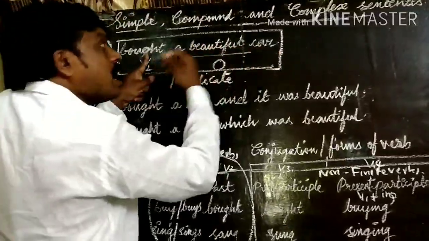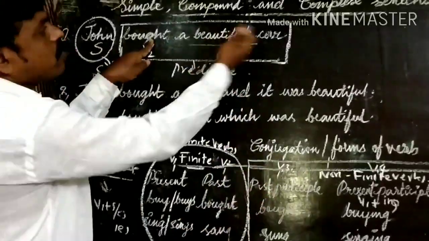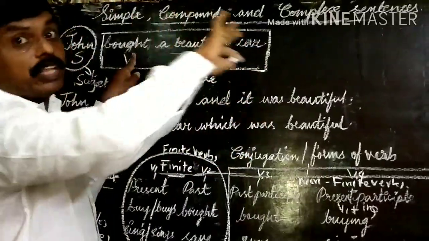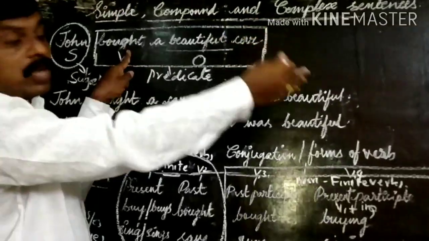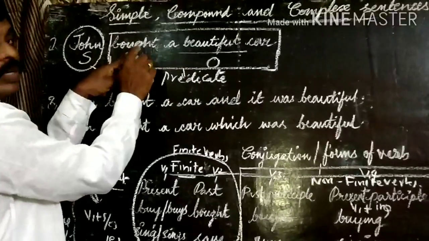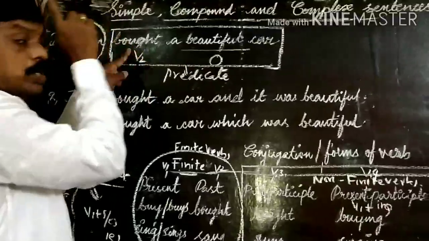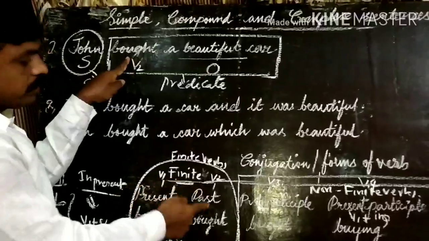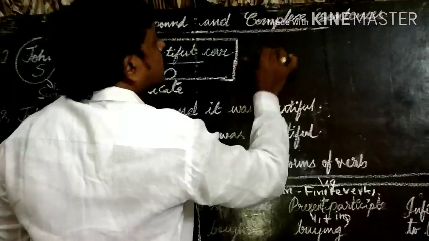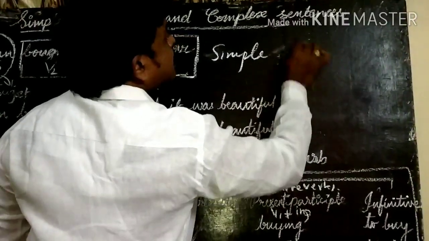Are there any other forms of the verbs here? Buying or to buy? No. Even if there may be non-finite verbs, they will not be taken into consideration. We have to take this past form. There should be only one, either this one or that. Then it is said to be a simple sentence.